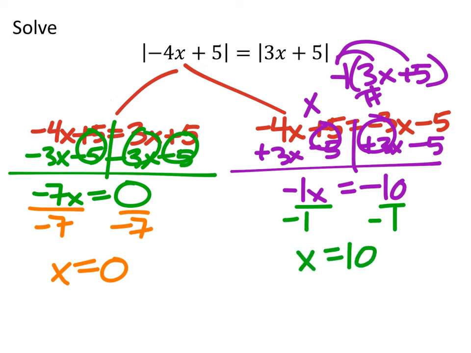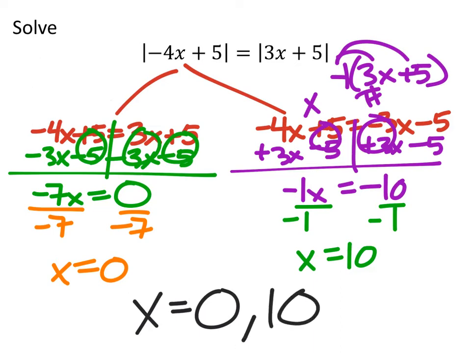So let's check this one. Let's see how this goes. All right. So negative 4 times 10 is negative 40 plus 5 is negative 35. And the absolute value of negative 35 is 35. Well, 3 times 10 over here on the right is 30 plus 5 is 35. The absolute value of which is still 35. So we ended up with 35 equals 35. It checks off. And I'll write this one in like you have to do it on the homework. X equals 0 and 10. Just put a comma between those two.